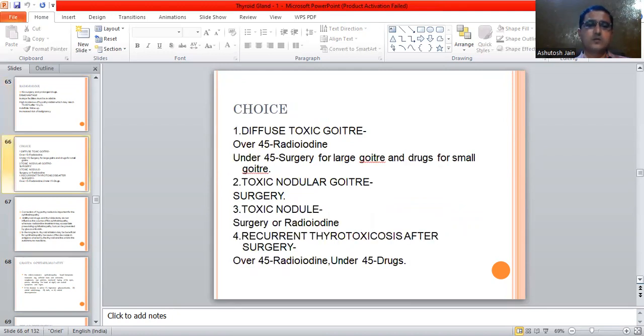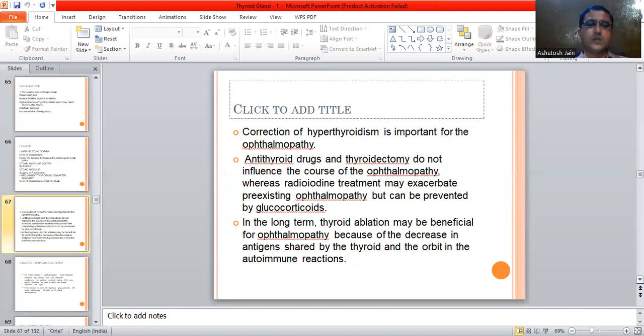Choice: for toxic diffuse goiter, over 45, radioiodine; under 45, surgery. Toxic nodular goiter, surgery. Toxic nodule, surgery or radioiodine. Recurrent thyrotoxicosis after surgery or over 45, radioiodine. Okay, so I hope up till here it is clear.